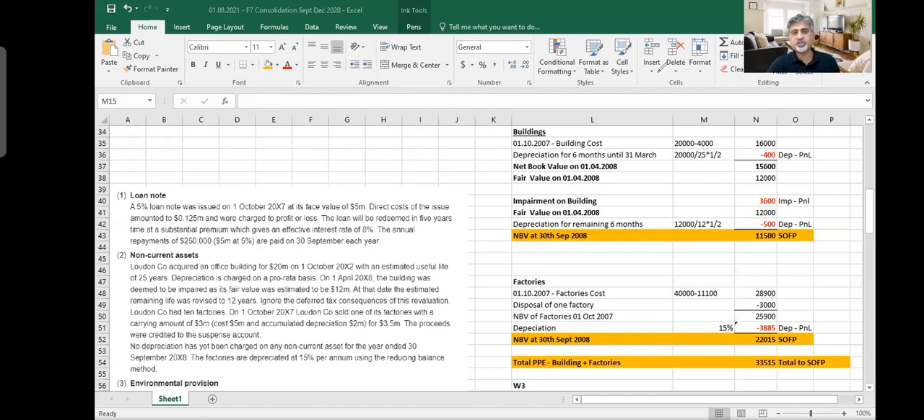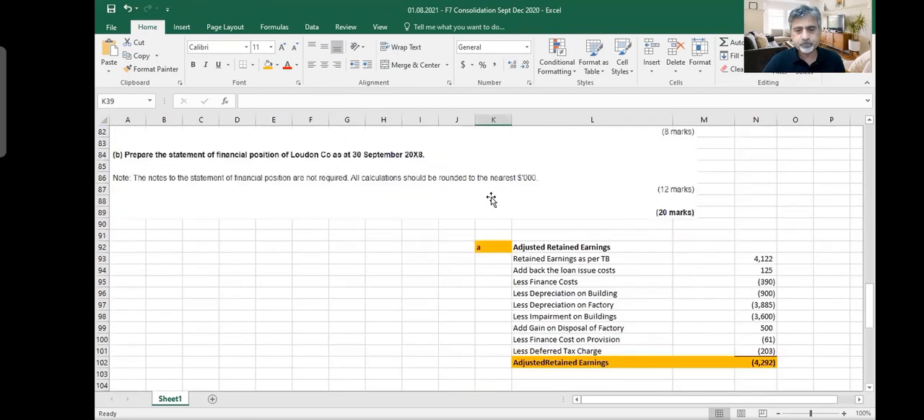So this is the end of this question. This question was taken from your ACCA exam, the ACCA website. It's the September-December 2020 sample exam question. We did it together. It took us like 1 hour and 15 minutes. When you do it in the exam, you should be doing it much faster. If you have any questions, please ask me.